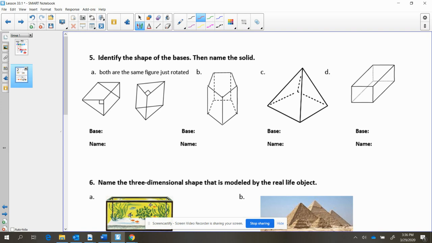Well, to check yourself, our bases here, the first one, we have a triangle base. In each of that example, notice it was the same figure, just rotated to give you a better view. So we had a triangular base there. The next one, our base was a pentagon.